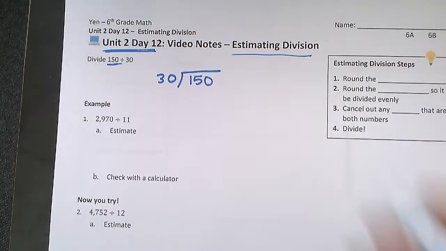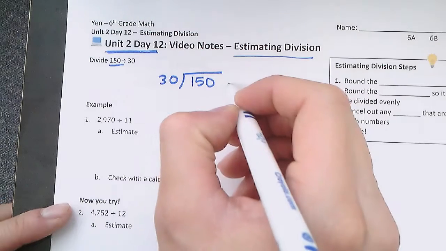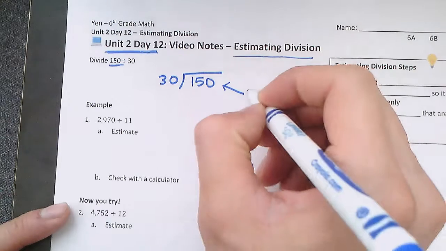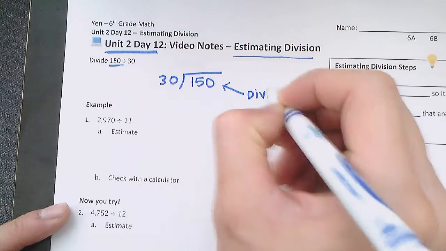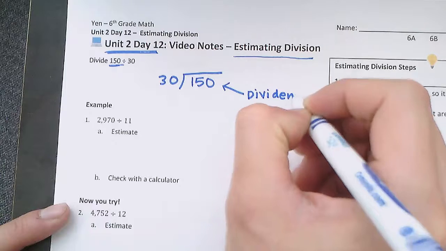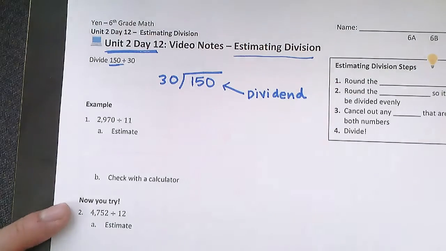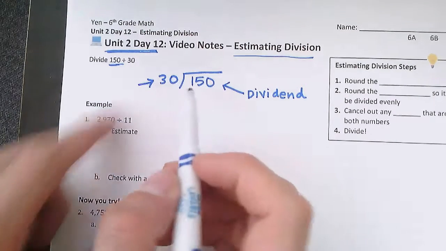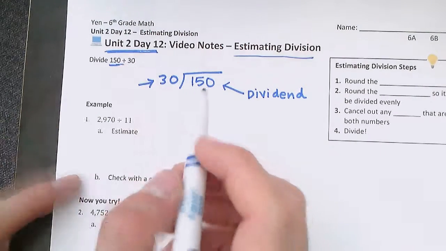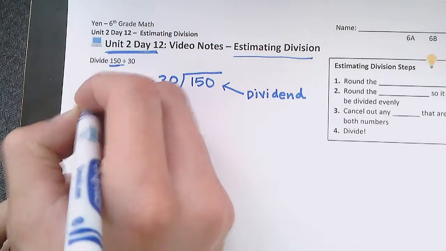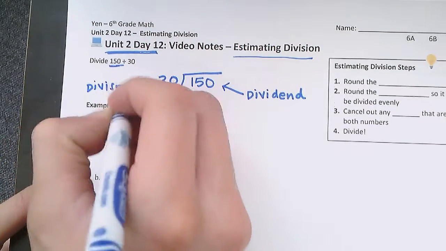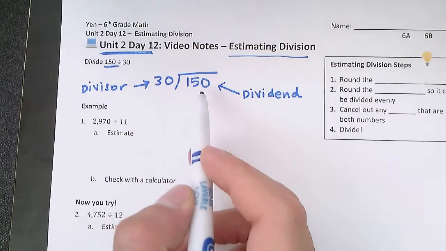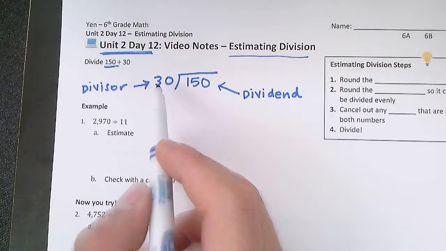Before we divide this, let's go over some vocabulary. The number that's inside the house, the total that we started with, is called the dividend, D-I-V-I-D-E-N-D. The dividend. And the number that we are dividing by, 150 divided by 30, this number is called the divisor, D-I-V-I-S-O-R. So the dividend is inside the house, the divisor is outside the house. We're starting with 150, we're dividing it into groups of 30.